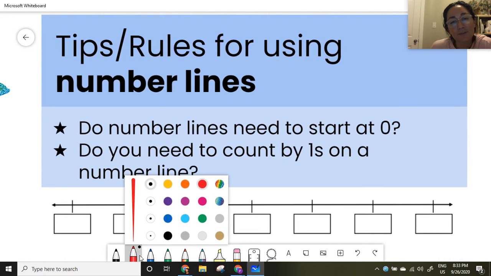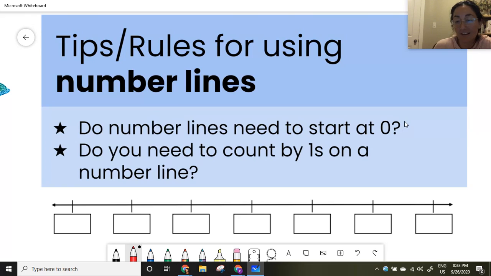First off, do number lines need to start at 0? No, they don't. A number line could start at 15 and you could count by 5s. Or a number line could start at a negative number, such as -2, and you could skip count by 2s.